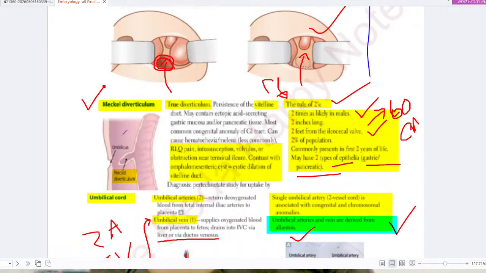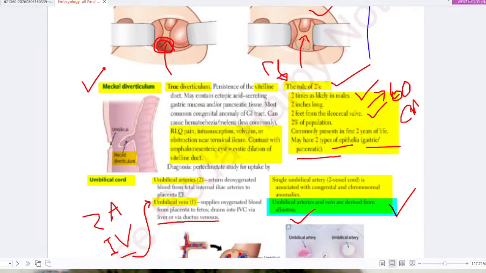Meckel's diverticulum. This is the gut, and here there will be a projection like this. This is Meckel's diverticulum. And this is the exam question. They follow the rule of two. What is the rule of two? It is two times likely in males. When we do a laparoscopic procedure like appendectomy, then we explore to look out if there is any Meckel's diverticulum or not.